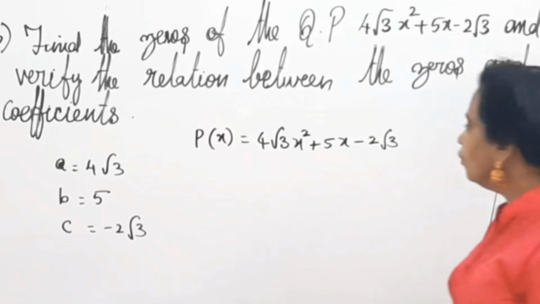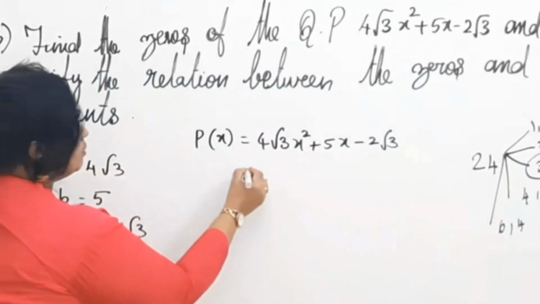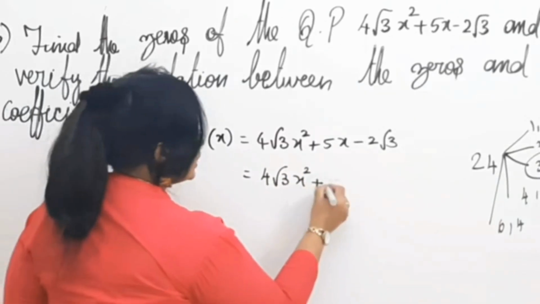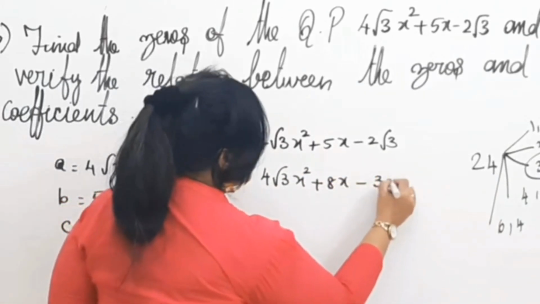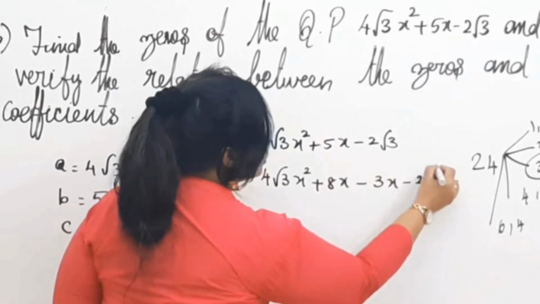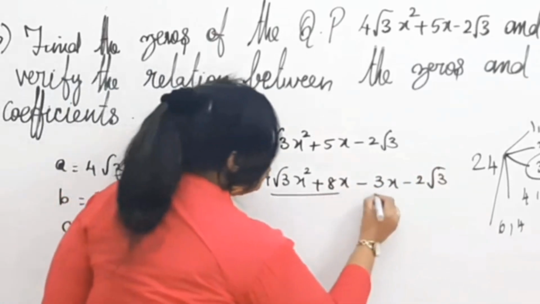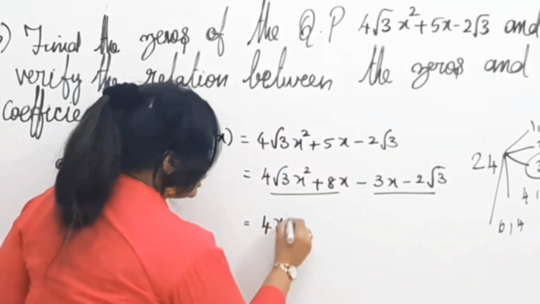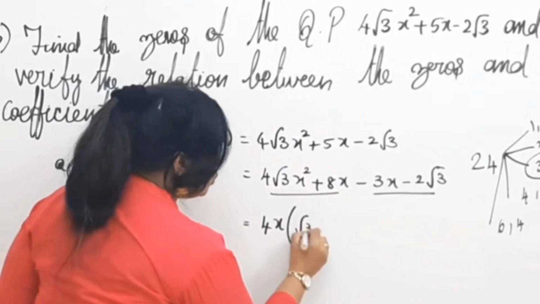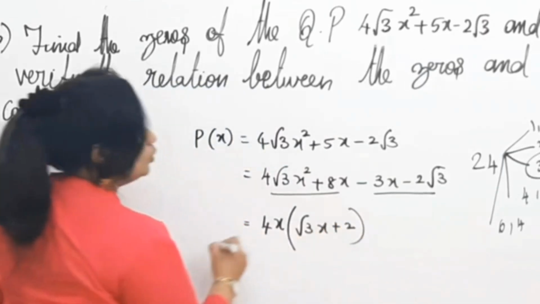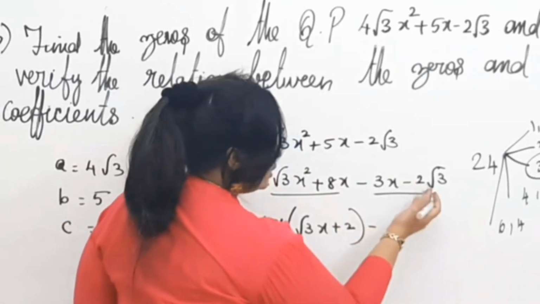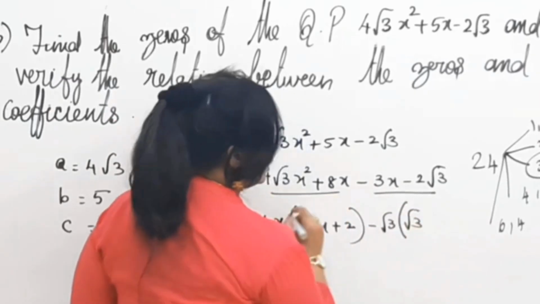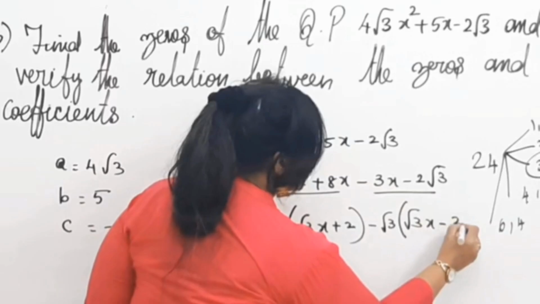plus 8 into minus 3 I would get minus 24. So I'm going for splitting the middle term, which I would write as 4 root 3x square plus 8x minus 3x minus 2 root 3. I'm grouping the terms such that 4x is taken outside, and I'm left with root 3x plus 2, and here minus root 3 is taken outside, so I would be left with root 3x plus 2.